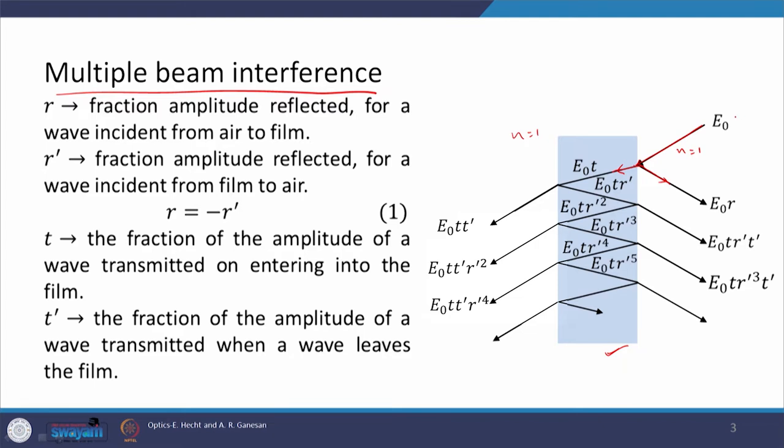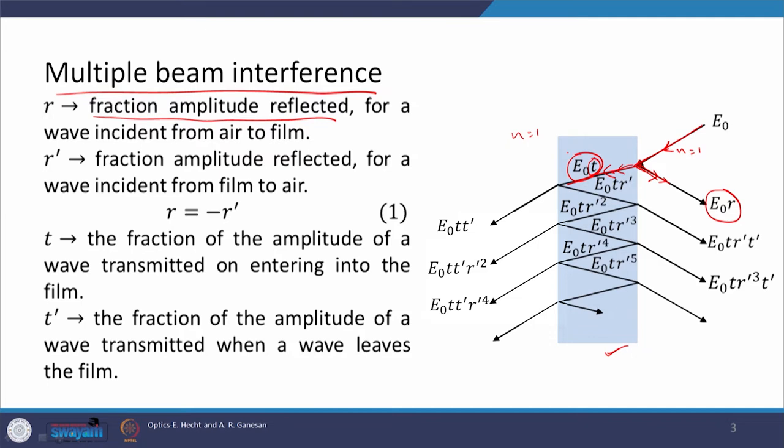Now, the first ray which is being launched on the interface with amplitude E naught suffers reflection at this interface, and here we have assumed that the amplitude reflection coefficient is small r, and this amplitude reflection coefficient tells us about the fraction of amplitude which got reflected at this interface. Therefore, the amplitude of the ray which will be reflected would be equal to E naught, which is our initial amplitude, times this amplitude reflection coefficient, small r. In the same way, we have assumed that the amplitude transmission coefficient in the film is small t. And therefore, the fraction of the amplitude which is transmitted in this experiment is E naught times small t.